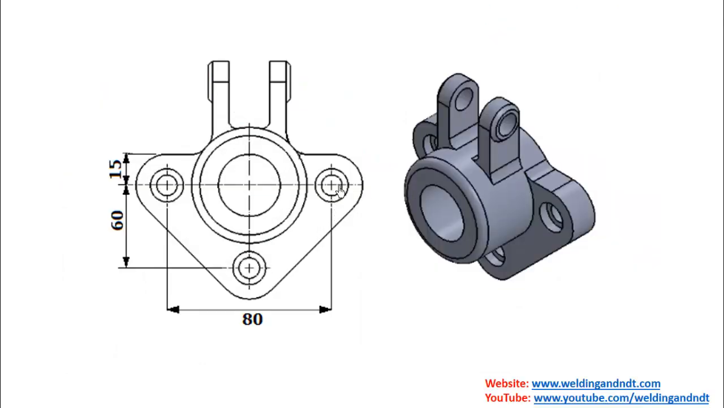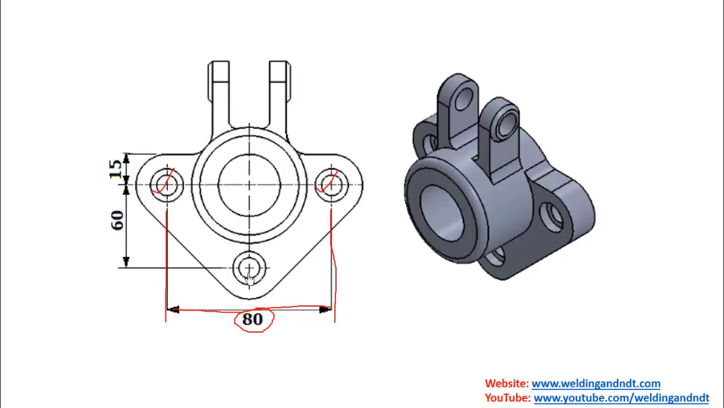Here also, from this example, if you want to see the distance from this hole to this hole, first two extension lines have been used. Here one extension line, here the second extension line, and between these extension lines the dimension line has been given and the dimension has been given.